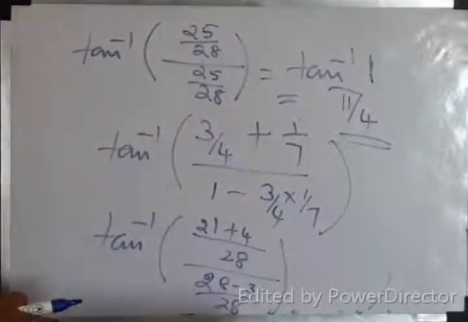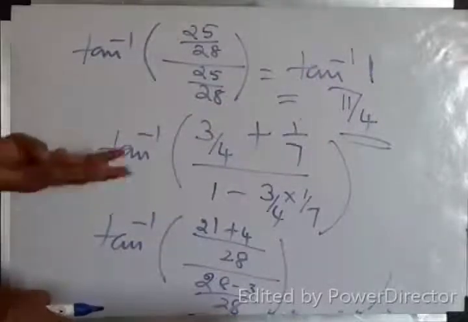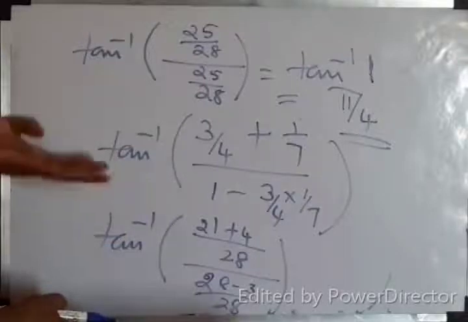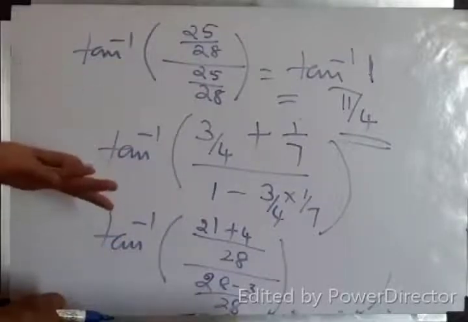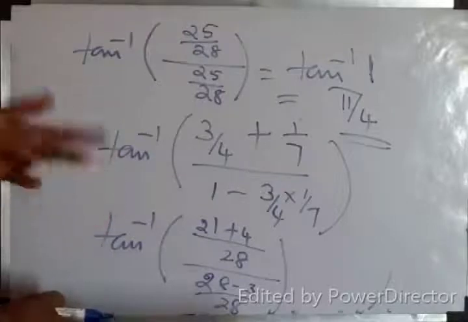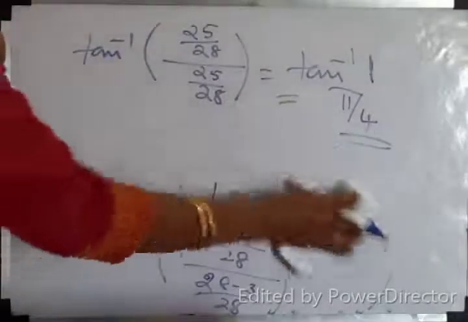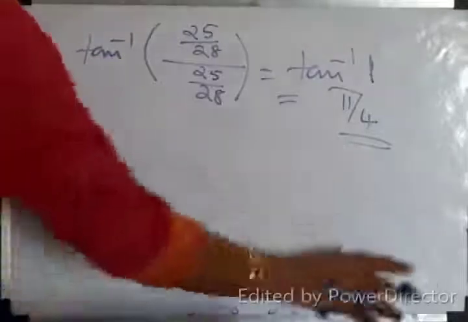Some basic angles you have to remember. Tan 45 is 1. Sin 30 is 1 by 2. What is sin inverse 1 by 2? 30. What is tan inverse 1? 45. Like that you have to remember. If you do some more, you will follow, children.